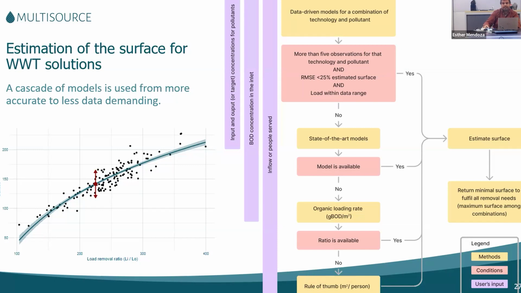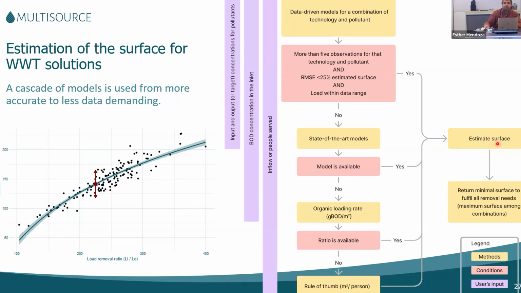We have data for all the solutions, so we can always estimate the surface using the rule of thumb, provided that the user is providing at least the people that is served by the solution. If the user is only providing the type of water, for instance, we cannot calculate any surface because we have not the people served, not the inflow, not the concentrations.